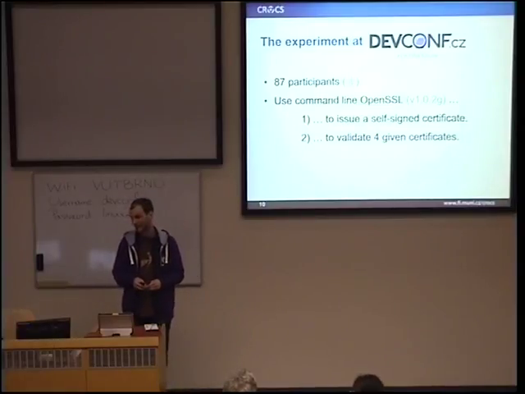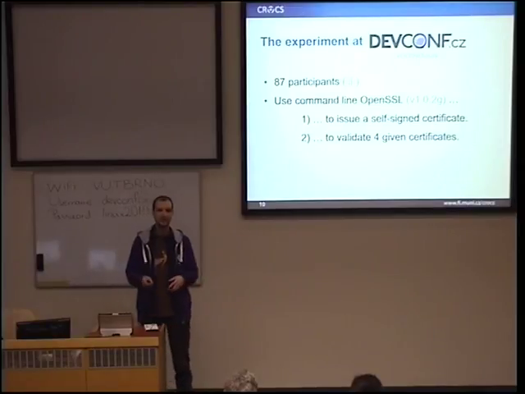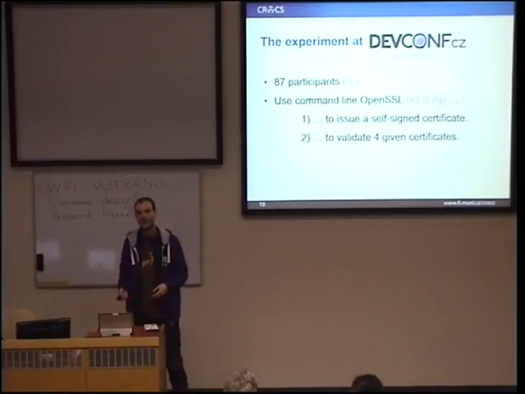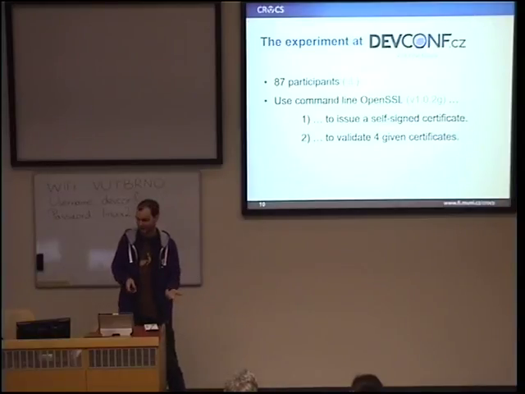What we did, we had about 90 participants, and we asked them to do 2 things with command line OpenSSL: to issue a self-signed certificate and to validate 4 certificates that they were given, with some constraints of trusting the default authorities installed in the system and the particular DevConf CA authority that they were given by us.